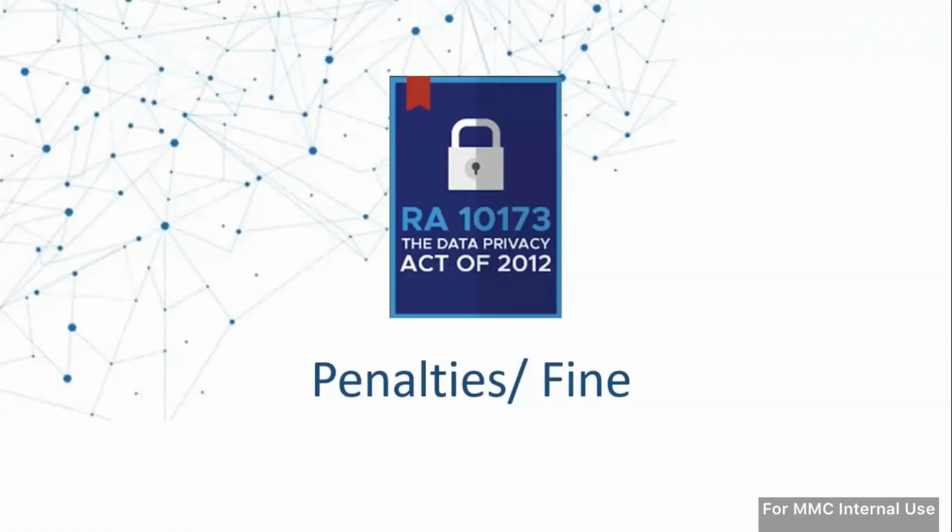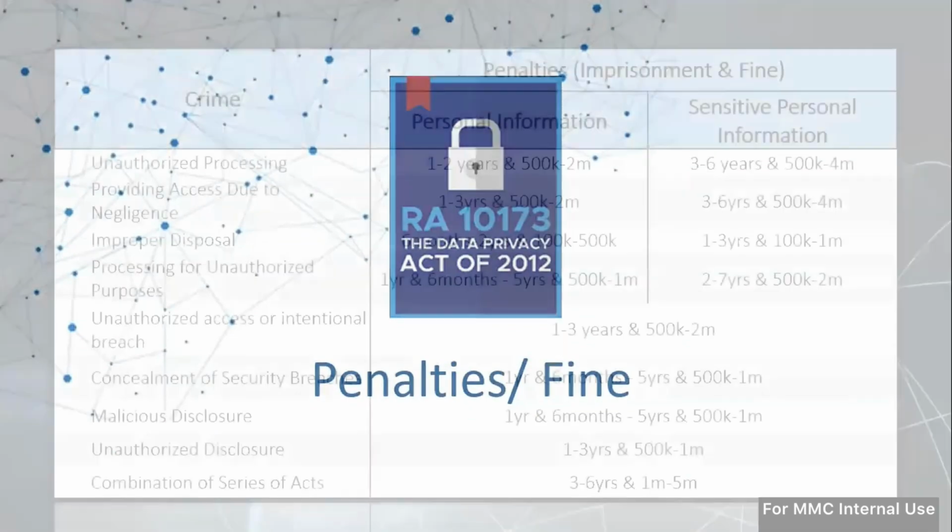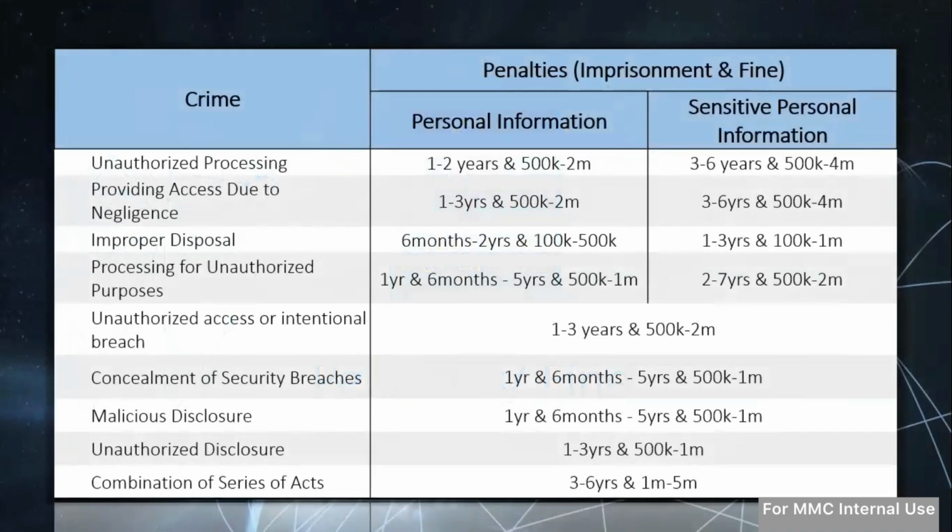Here are the fines and penalties for the following crimes: unauthorized processing, providing access due to negligence, improper disposal, processing for unauthorized purposes, unauthorized access or intentional breach, concealment of security breaches, malicious disclosure, unauthorized disclosure, and combination of series of acts.